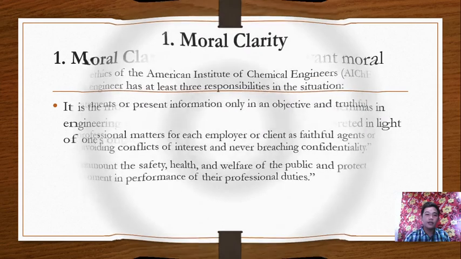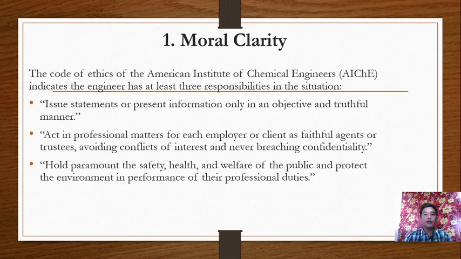Next, I have here an example of moral clarity. The Code of Ethics of the American Institute of Chemical Engineers, or AIChE, indicates the engineer has at least three responsibilities in this situation: to be honest, to the employer, and to the public.